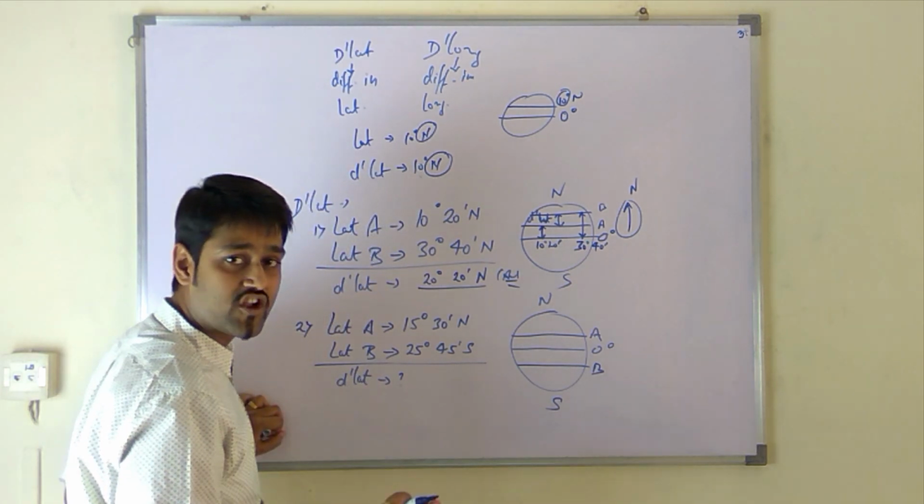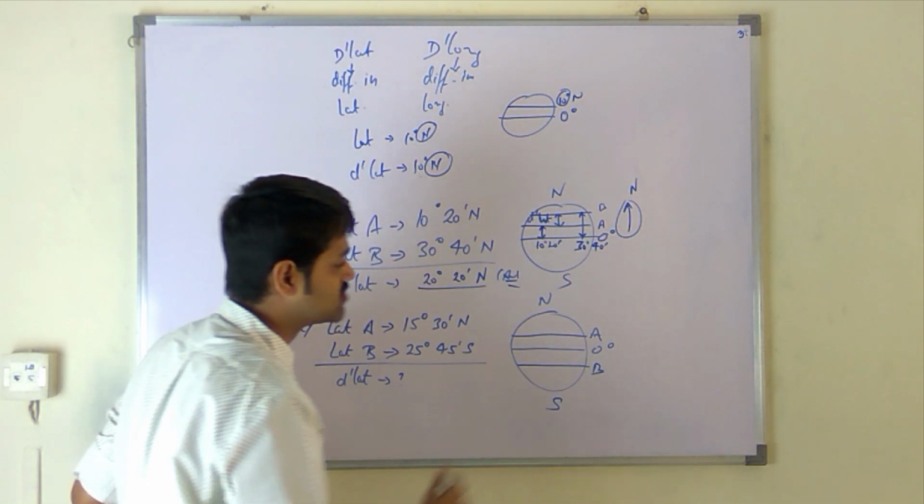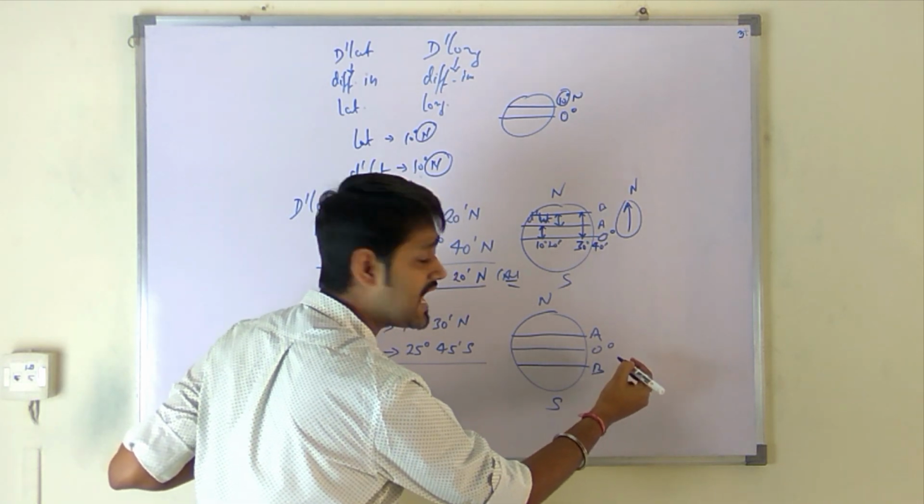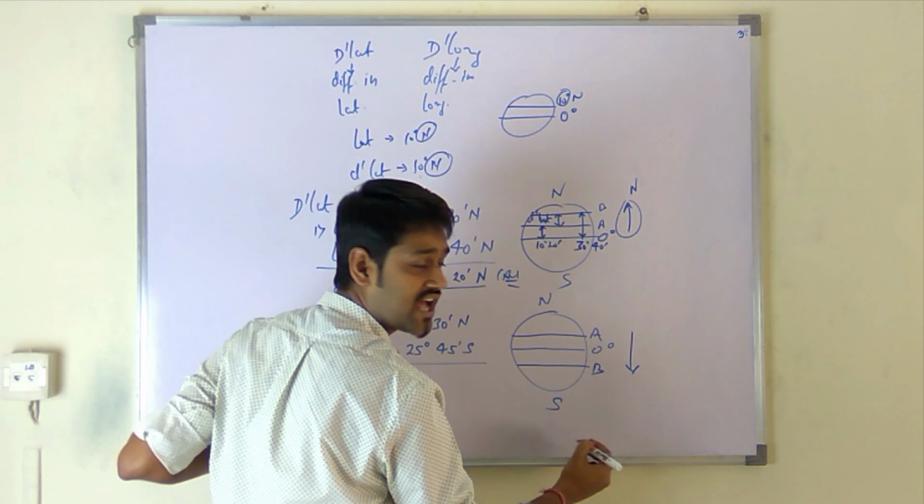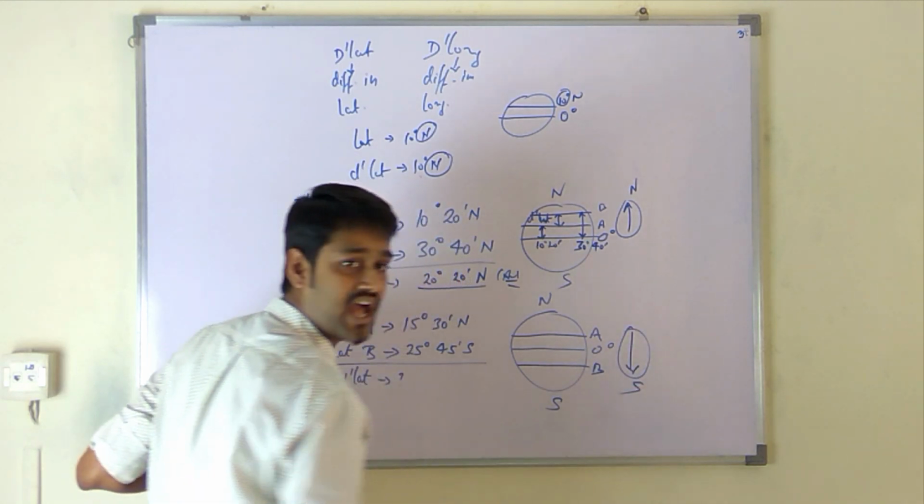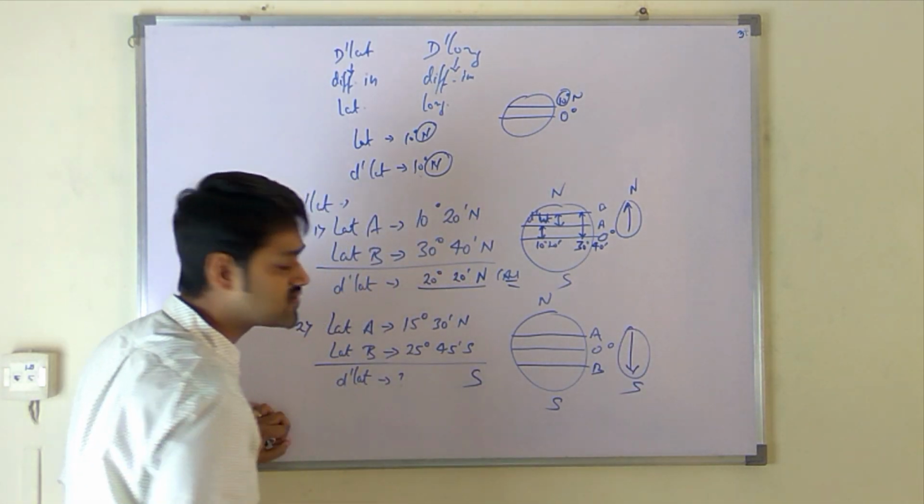Now again direction of movement and then the magnitude of movement. For direction of movement, I always have to go by the arrow as I told earlier. So from A to B it has to be always. Now this arrow comes out to be my southerly arrow. So my direction of movement becomes south for DLAT.